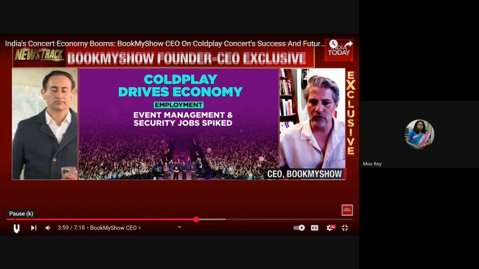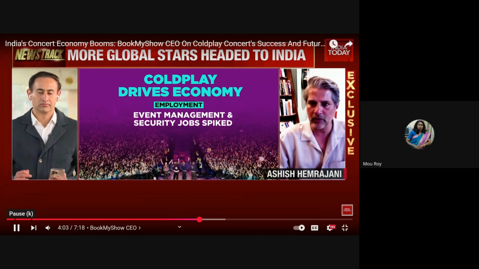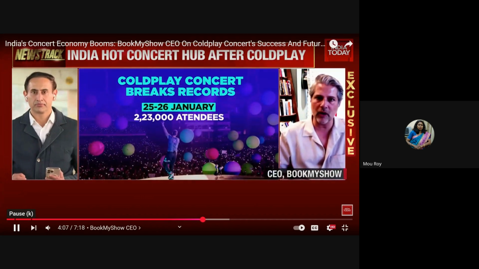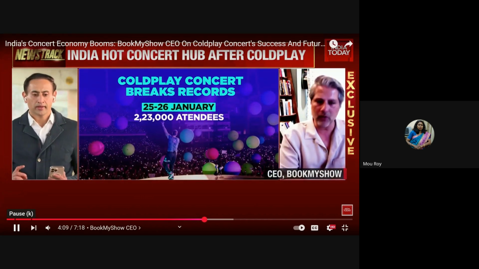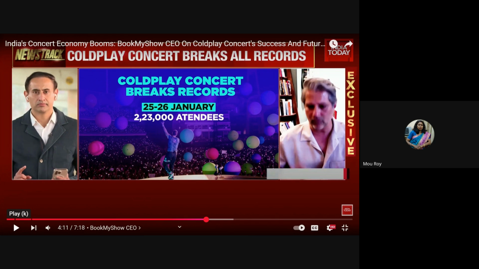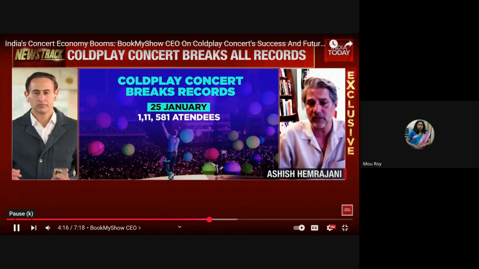To the roads, because we could transport about 4,000 people per train, which were special trains that were run. So all of this is not just about one person or one thing or just BookMyShow. It is 25 and 26, both days, 2,23,000 attendees were there. It was a lot of people coming together to make this happen, for whom we are extremely thankful and grateful.